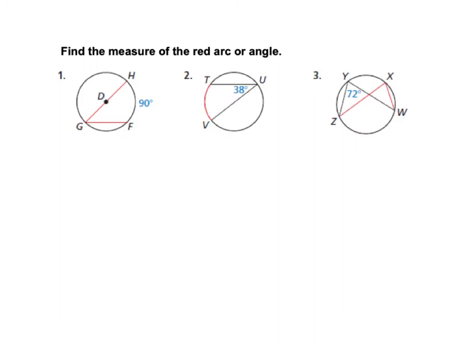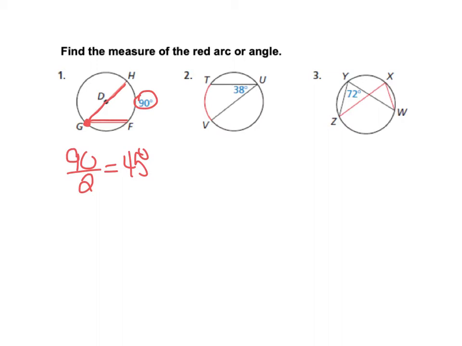Okay, so I have an inscribed angle here, and it intercepts an arc that is 90 degrees. I know if my arc is 90 degrees, my inscribed angle is going to be half that, which means it's going to be 90 divided by 2, which is 45 degrees.